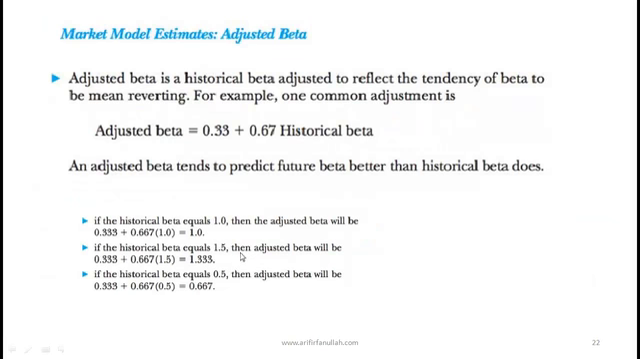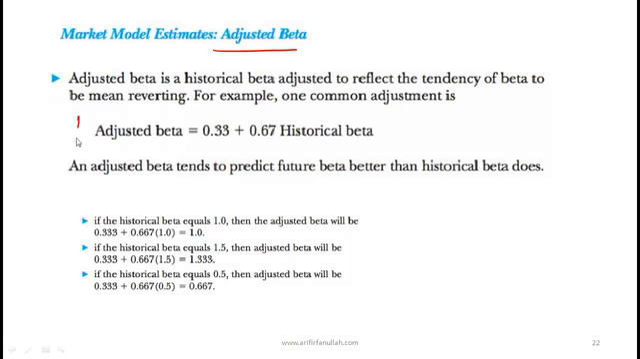Okay, the third method is to use adjusted beta, and hopefully this should ring a bell. You saw this in equity. Now betas revert to 1. Okay, so if an asset has a high beta, then what will happen? Over time it will revert to 1. If an asset has a low beta, then over time it will move up to 1.